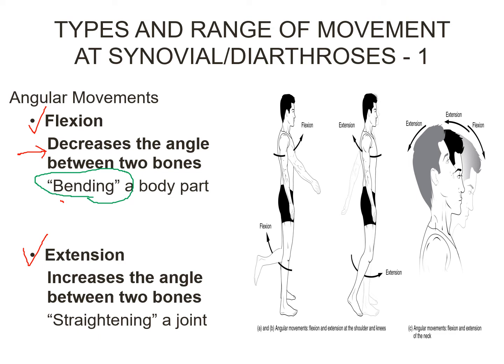So if you are sitting in a chair, you're also flexing your hip joints. You're also flexing your knees if you're sitting in a chair. If your knees aren't locked out, if your knees are bent, you're flexing the knee.